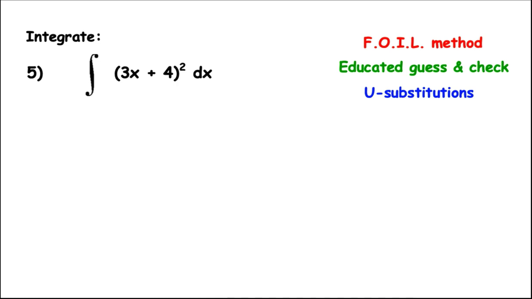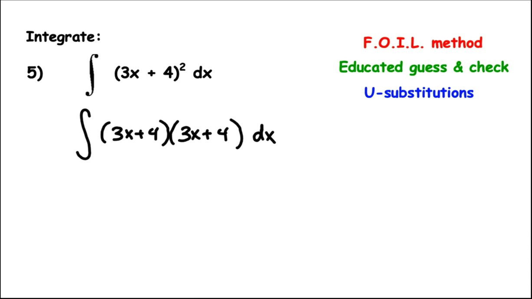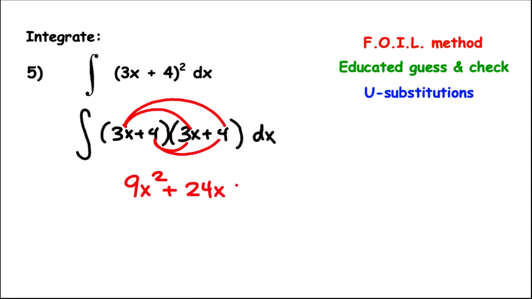One way you could do it is simply FOIL it out. So I'm going to go ahead and FOIL it out right now. Okay, I wrote it twice. That's going to be 9x squared plus 12x. Oh, but here's another 12x. So that's 24x. I'll just combine the like terms on the fly. Plus 16. 4 times 4, 16. dx at the end. I still have done no calculus. I mean, little kids can FOIL. I'm not doing anything amazing yet.